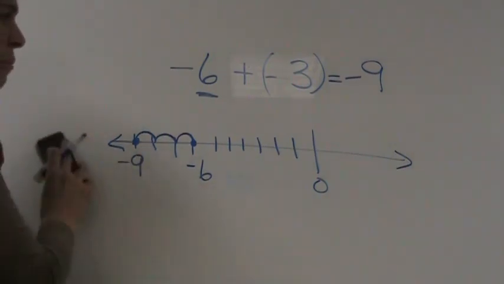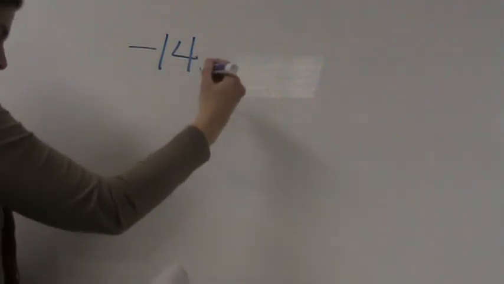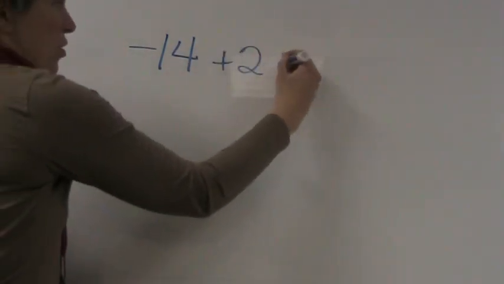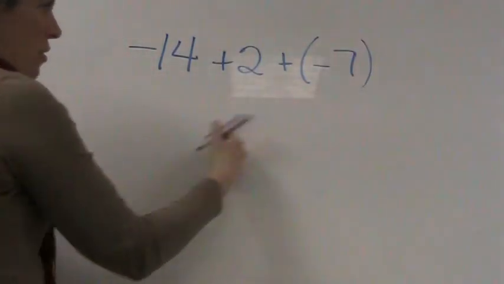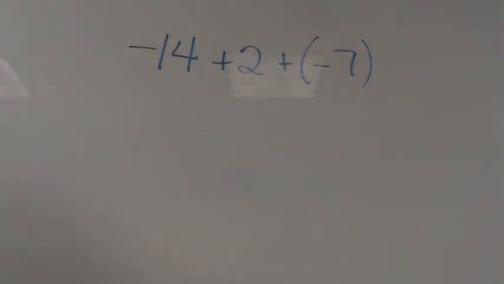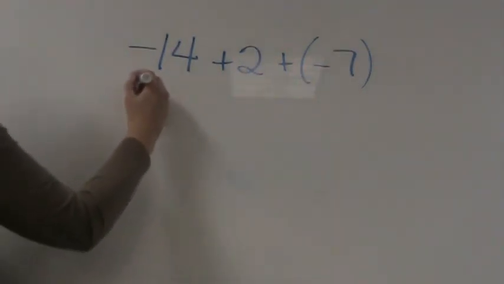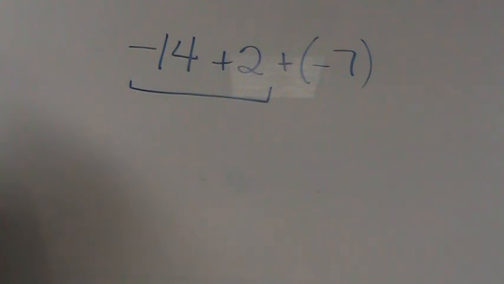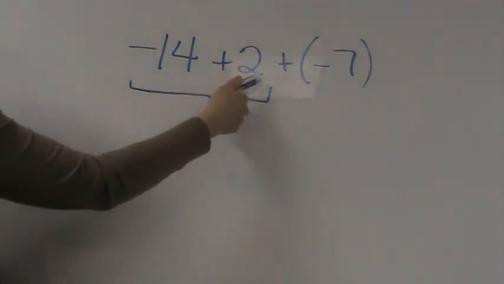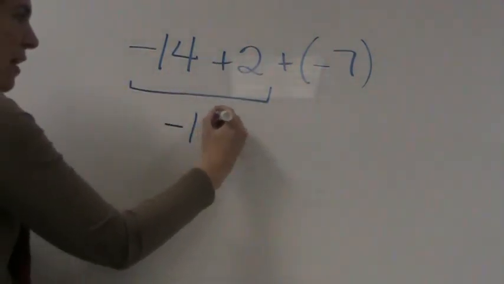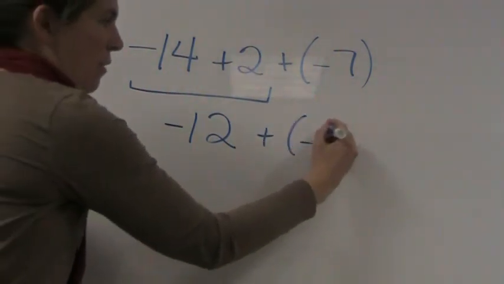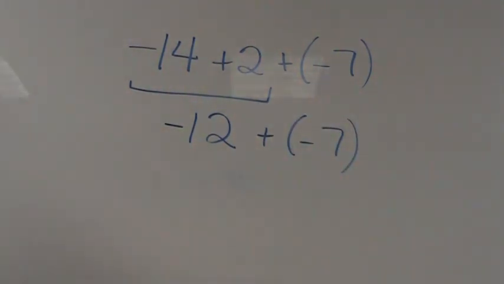And we can do this with multiple numbers. We can do it with 3 or 4 or 5 numbers, however many we have, and we want to add together. So if we have negative 14 plus 2 plus a negative 7, so some of these integers are positive and some of them are negative, we can go ahead and look at adding these two together first. Negative 14 plus 2 is going to give us a negative 12. And then we'll add on that negative 7.